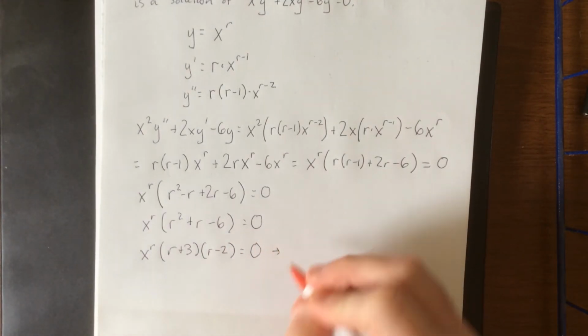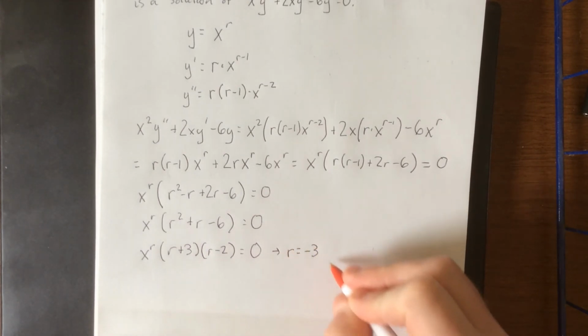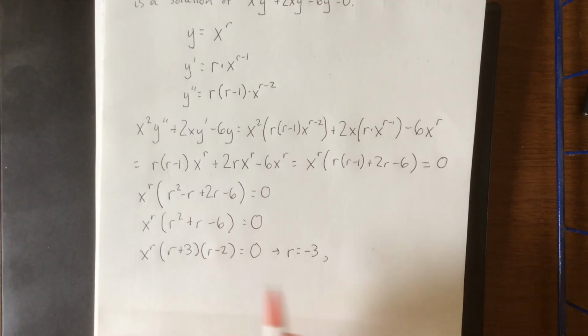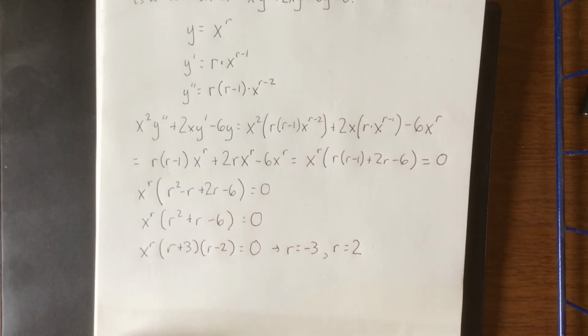Applying the factor theorem says that if r plus 3 is a factor, that means that r equals negative 3 is a solution. And if r minus 2 is a factor, then r equals 2 is going to be another solution.